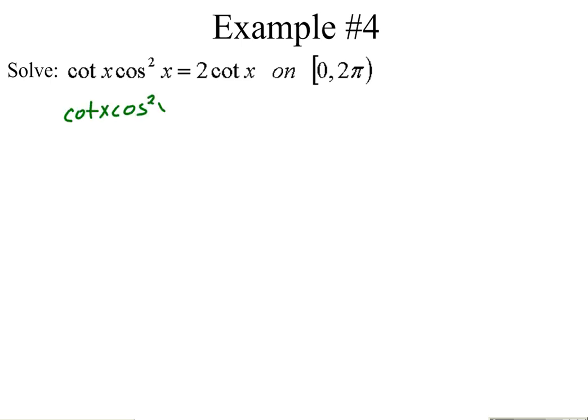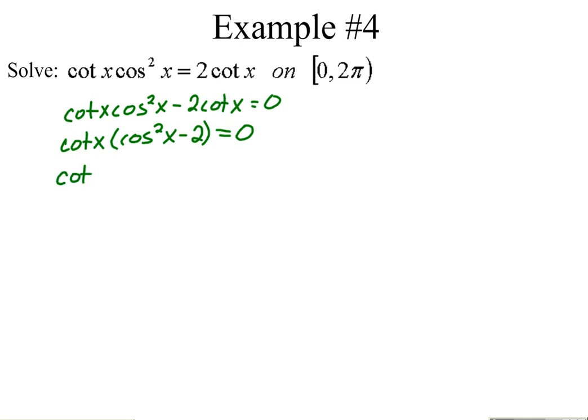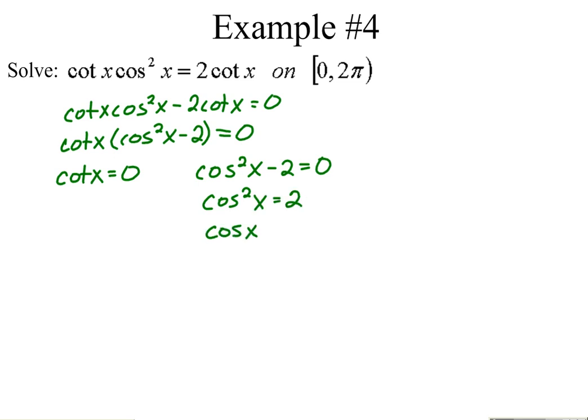Example 4. If we get everything on one side of the equation here, we end up with cotangent x cosine squared x minus 2 cotangent x equals 0. We're trying to solve. We can factor out a cotangent x out of everything here. So we have cotangent x times cosine squared x minus 2 equals 0. Once we have a factored equation that's set equal to 0, we can set each factor equal to 0 and continue solving. Cotangent equals 0. Cosine squared minus 2 equals 0.